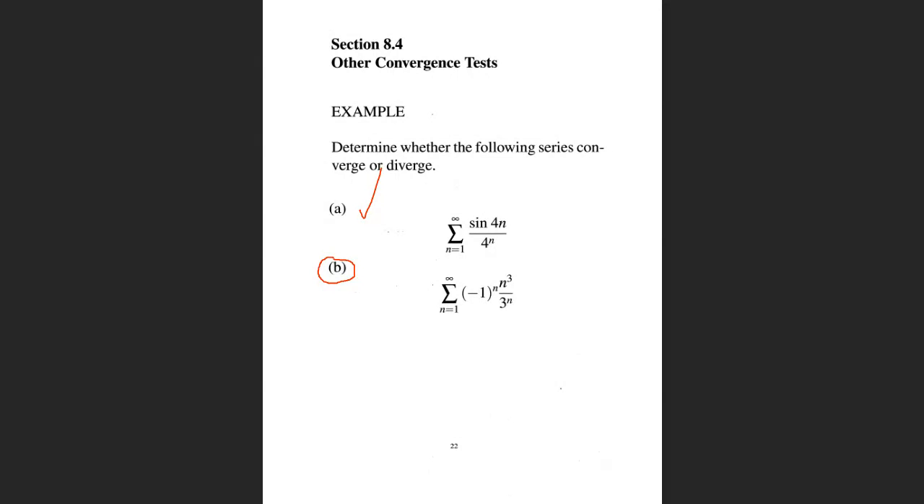Okay, so we are talking about section 8.4, where we are dealing with other convergence tests. These convergence tests are designed to deal with a series where the terms are not necessarily all positive. Okay, and we learned about the alternating series test as a test we can use for alternating series to establish convergence. We learned about absolute convergence.